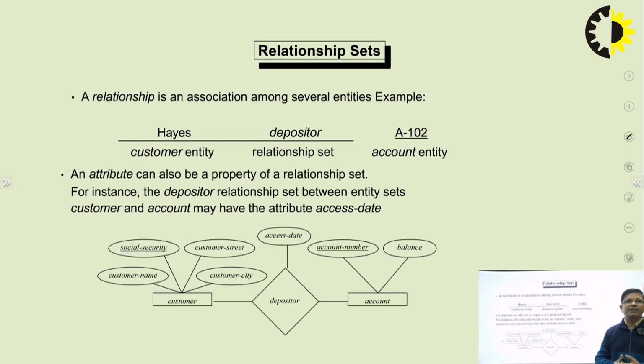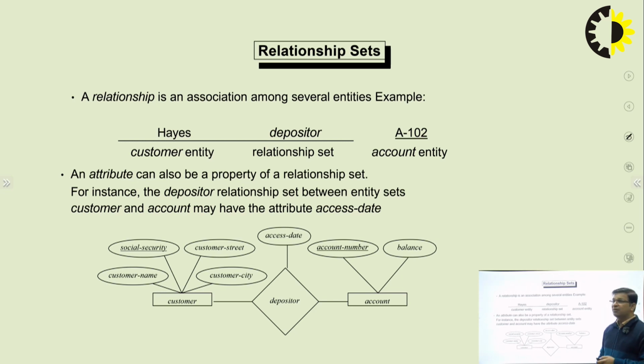The relationship set. A relationship is an association among several entities. For example, there are 3 or 4 entities in a database, and these entities are interrelated to each other. So a relationship is an association between several entities. But if I ask what the difference is between a relationship and an association: an association is the relation between or among attributes, while a relationship is the association between or among different entities. An attribute can also be a property of a relationship set.